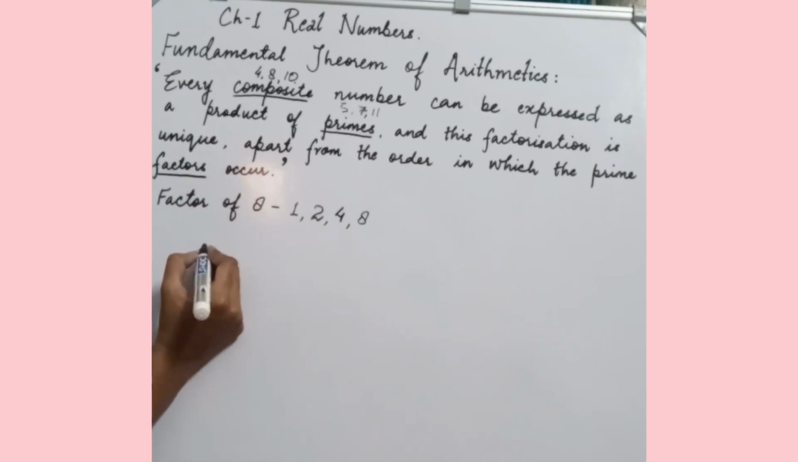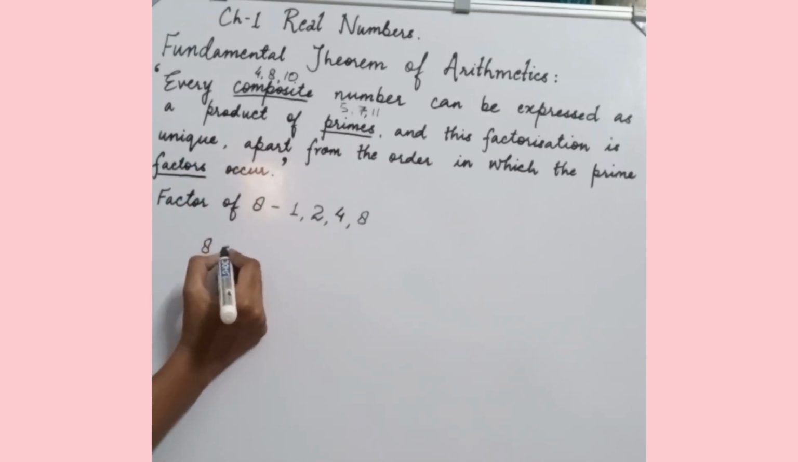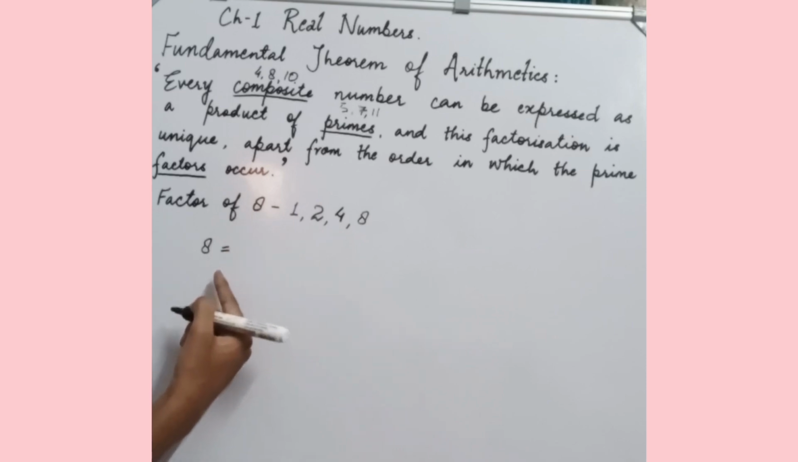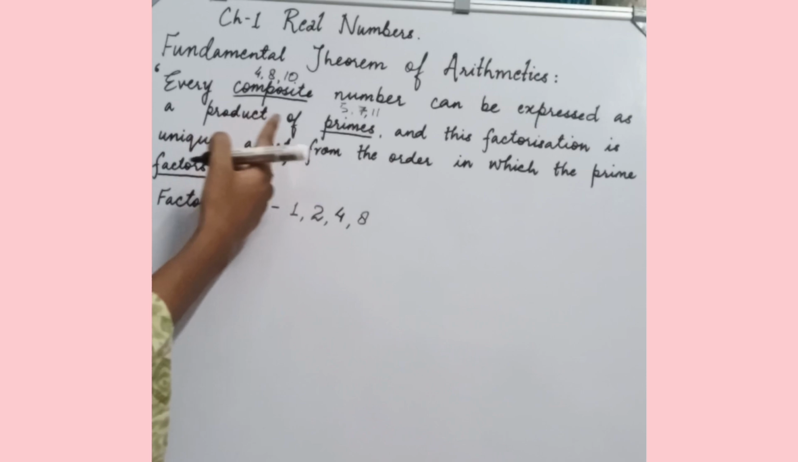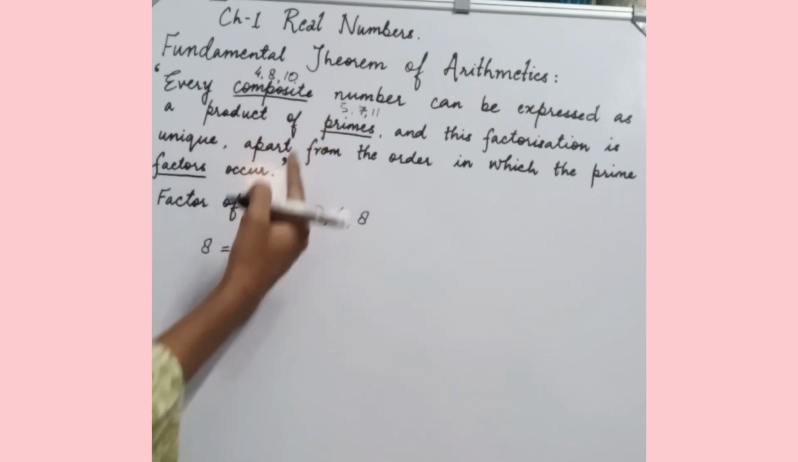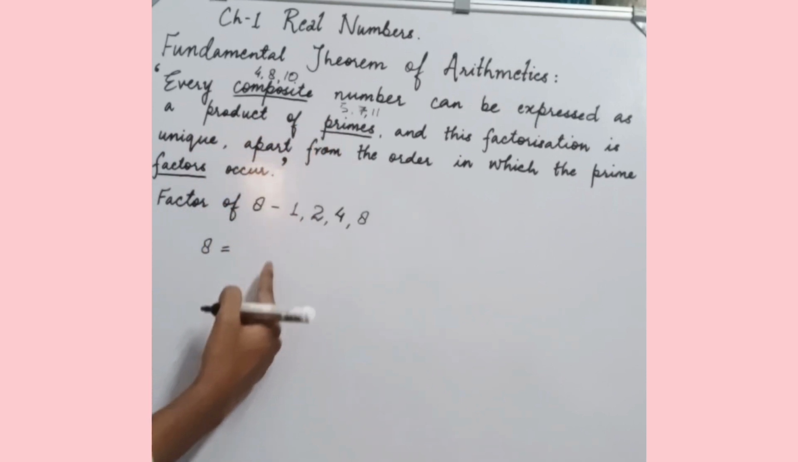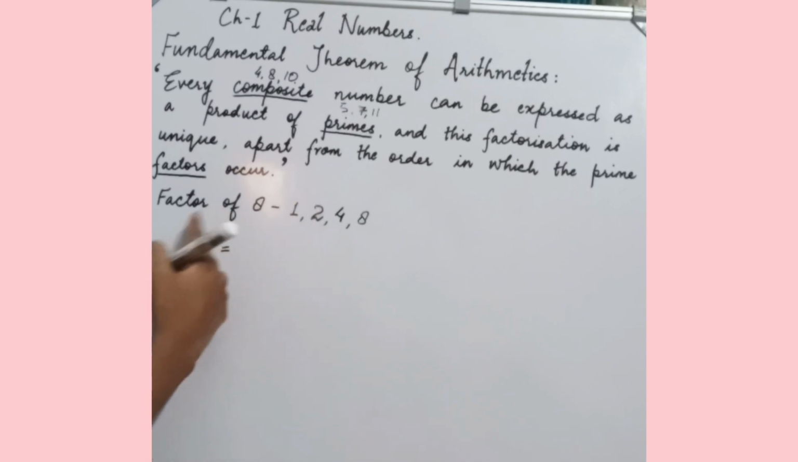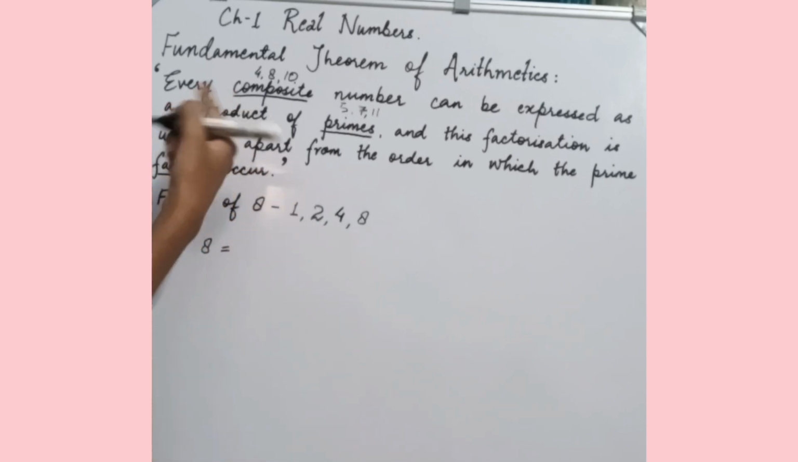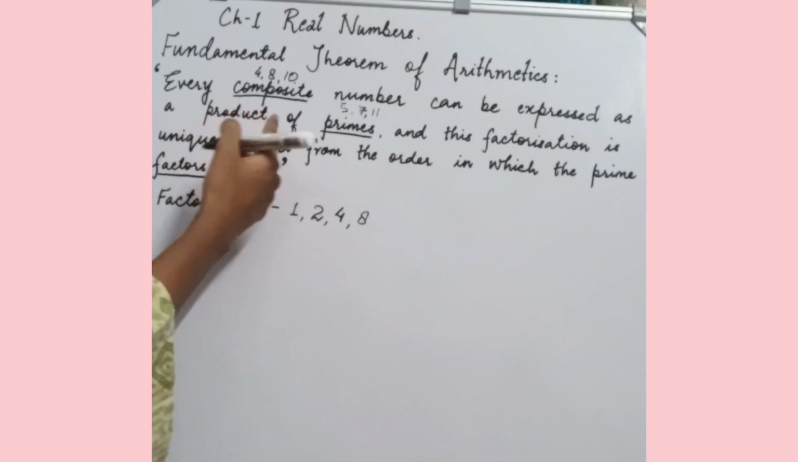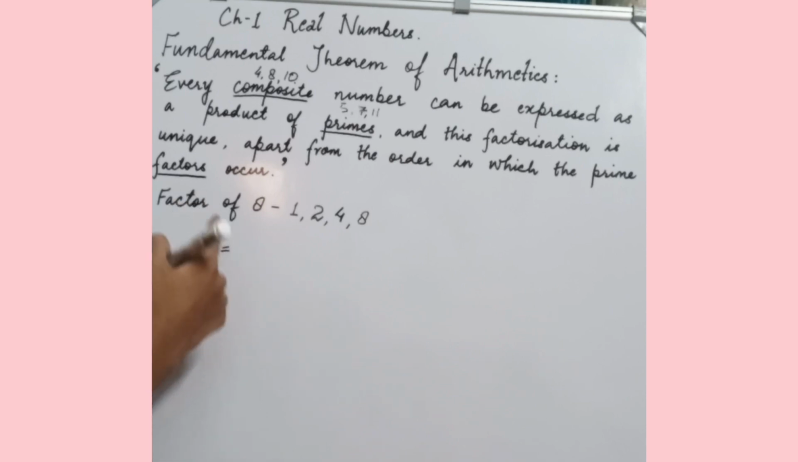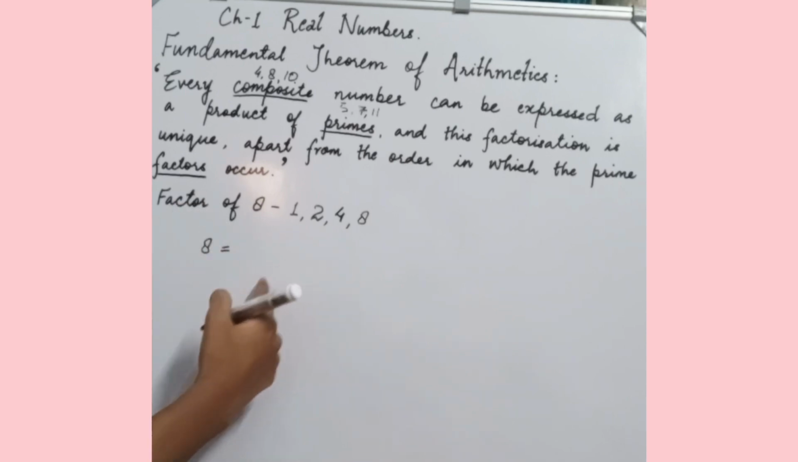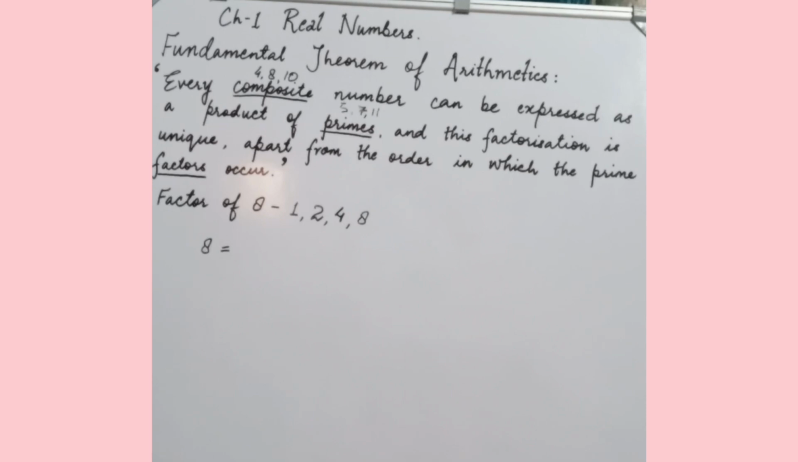So I have taken the same composite number 8. And what is this theorem saying? It is saying that we can express 8 as a product of primes. Means we can find prime numbers such that when we multiply those prime numbers, we will get 8, right? Product means multiplication, the answer of multiplication. So when we multiply prime numbers, we can find the composite number. So we can write any composite number as a product of primes. Let's find how we can write 8 as the product of primes.